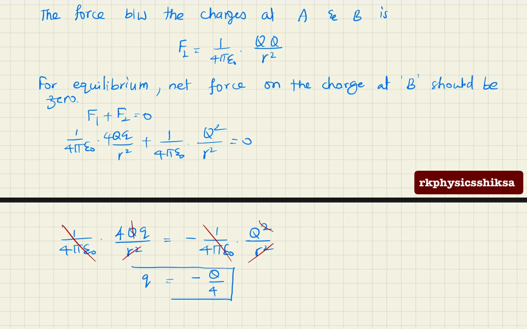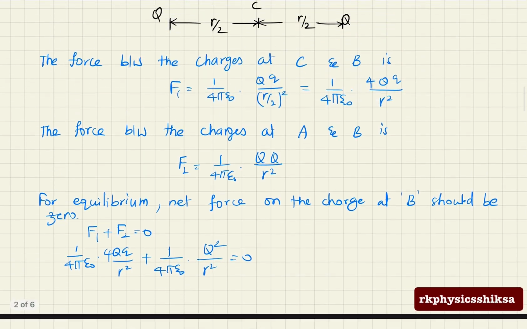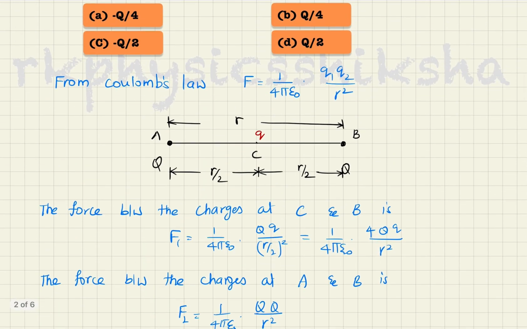So the value of small q that is to be placed at the center of these two charges should be equal to minus capital Q by 4 for the system of these three charges to be at rest. So the correct option is the first option, which is A.